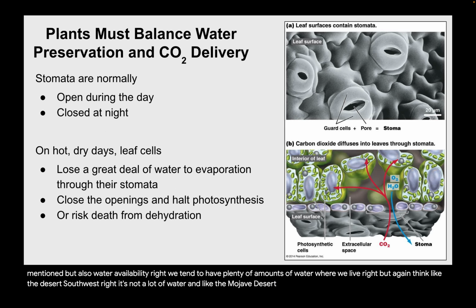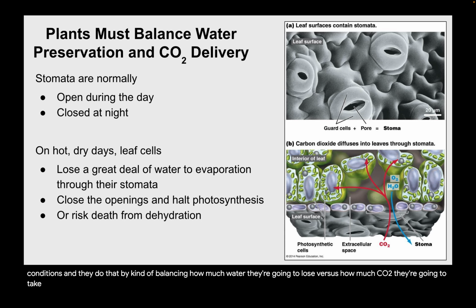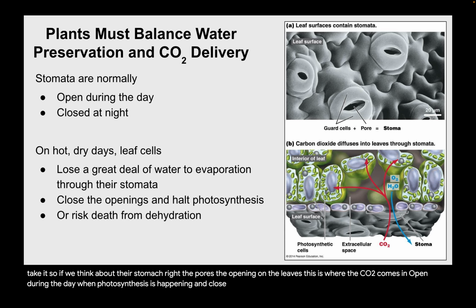And they do that by balancing how much water they're going to lose versus how much CO2 they're going to take in. So if we think about their stomata, right, the pores, the openings on the leaves, this is where the CO2 comes in, right? Stomata are normally open during the day when photosynthesis is happening and closed at night, right? Again, this is like 90% of the plants, this would be normal. However, when the stomata are open, plants are actively losing water, right?